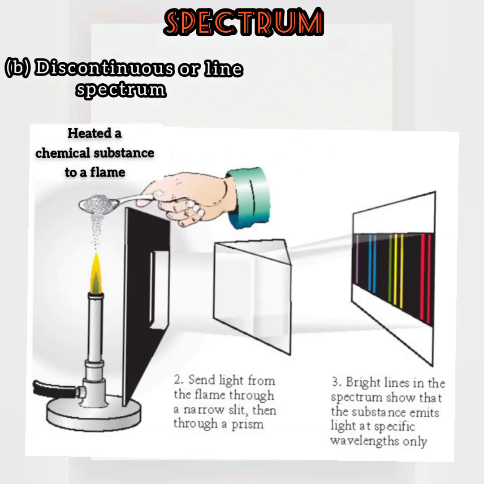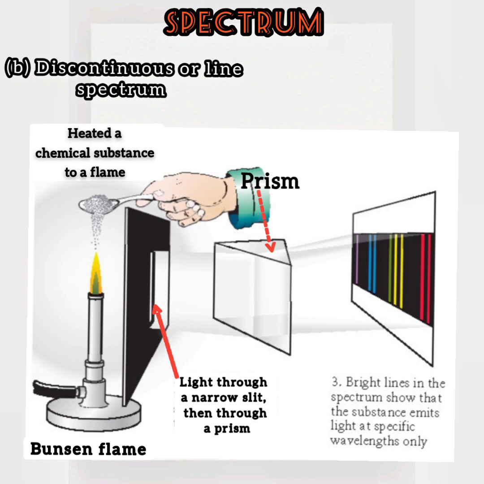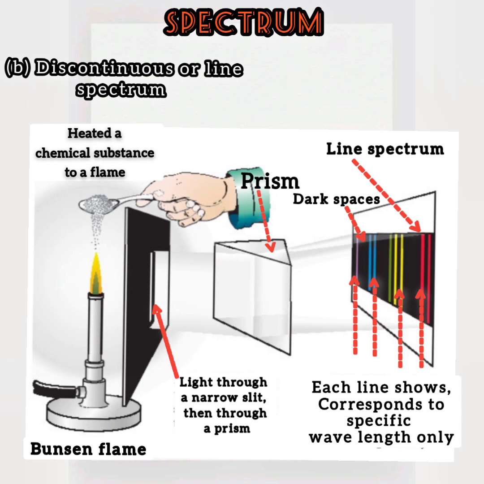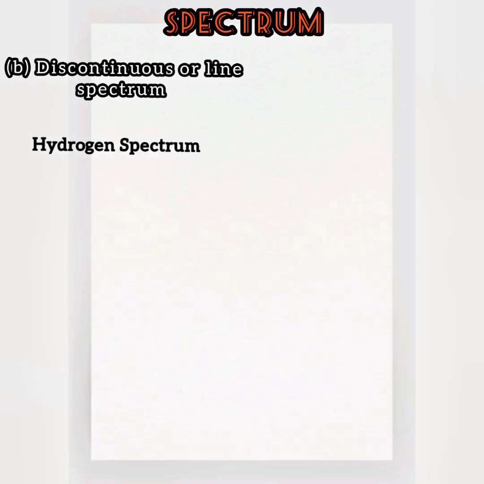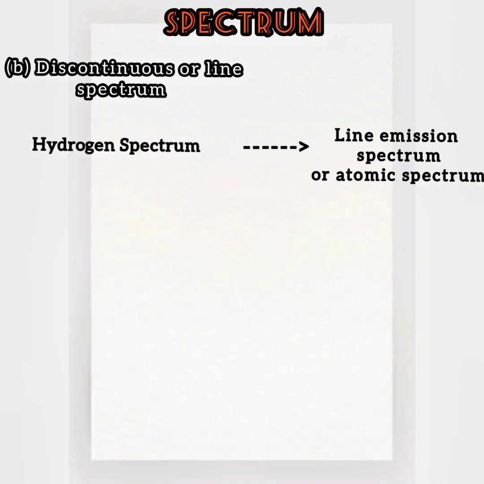Discontinuous or line spectrum: when gases or vapors of a chemical substance are heated in an electric arc or in a Bunsen flame, light is emitted. If the ray of this light is passed through a prism, a line spectrum is produced. The lines are separated from each other by dark spaces. Each line in the spectrum corresponds to a particular wavelength. The line spectrum is also known as atomic spectrum. The pattern of lines is unique for each element. Hydrogen spectrum is an example of line emission spectrum or atomic emission spectrum.